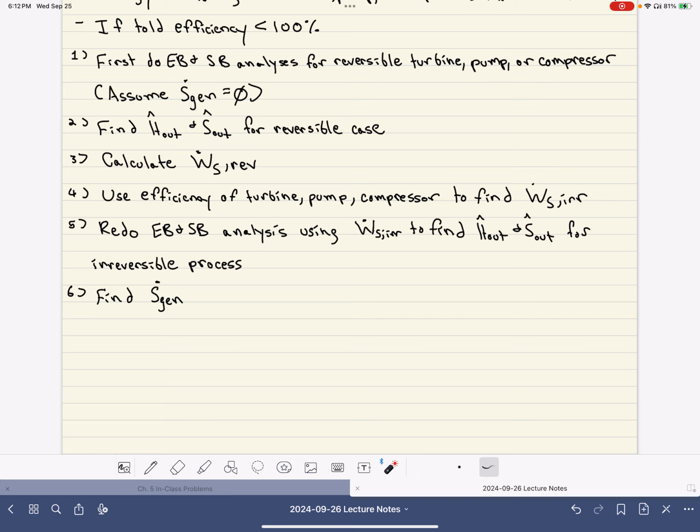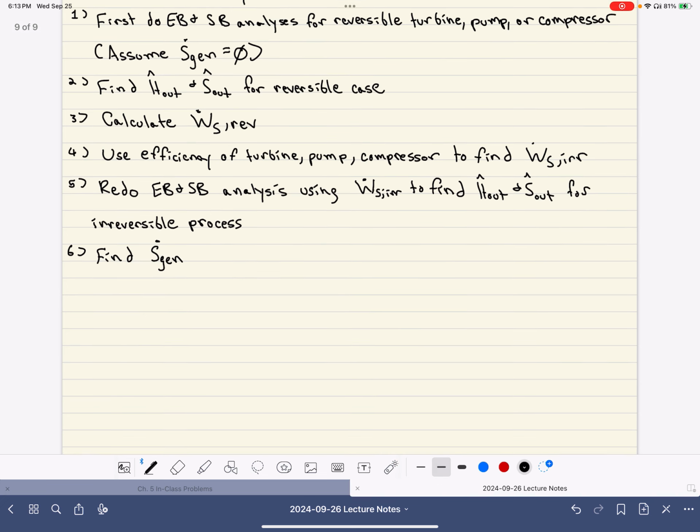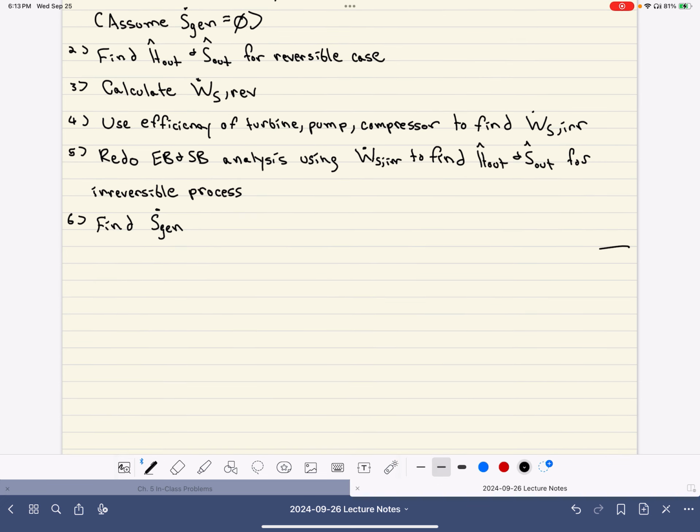Okay? And so this is a strategy that you should use for homework problems that are dealing with inefficient Rankine cycles or inefficient refrigerators. Okay. One last thing that I want to mention about these types of problems has to do with the different definitions of efficiency. Okay. So a tiny aside.